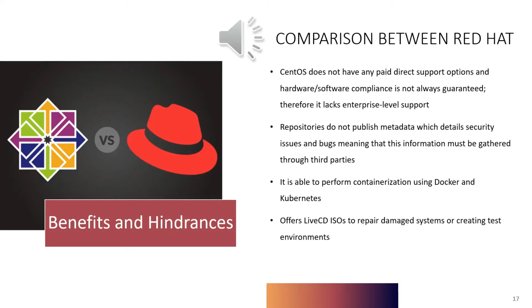Since it does not have direct support, the developers do not publish repositories with metadata which detail security issues and bugs, ultimately meaning that this information must be accumulated through third parties. CentOS can use Docker and Kubernetes, while Red Hat prefers its own containerization software, though it may still open Docker images. This is called Red Hat OpenShift. CentOS does offer live CD ISOs to repair damaged parts of the system or for creating new testing environments.